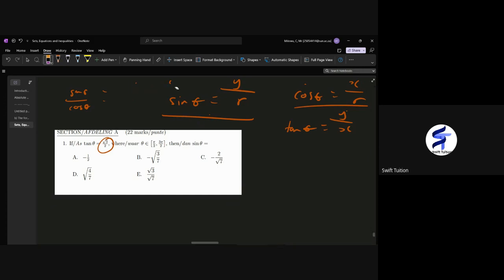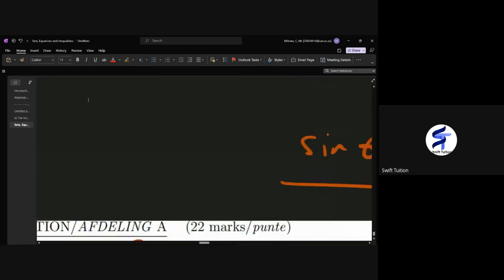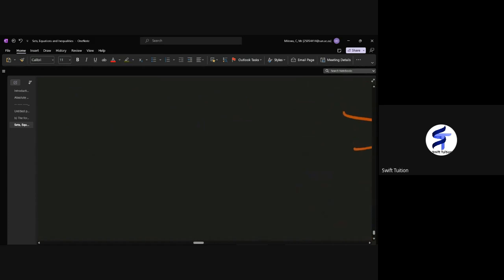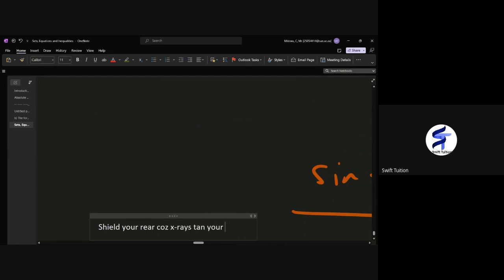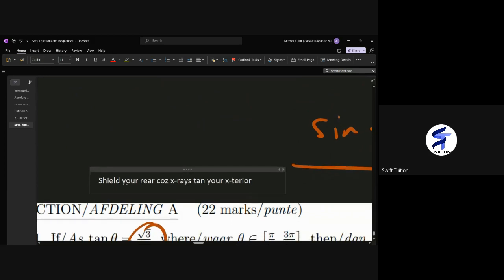So that's if you don't memorize all three of these, but it helps if you can memorize all three of these, right? Also, if you want a simple mnemonic that I was taught back in grade 10 to memorize this, I'm just going to type it real quick. It was: "Shield your rear, cos x raised tan your exterior," right? So pretty silly, doesn't make much sense, but it helps.